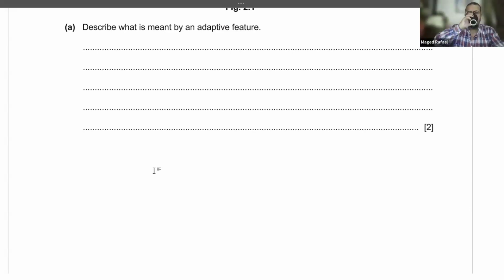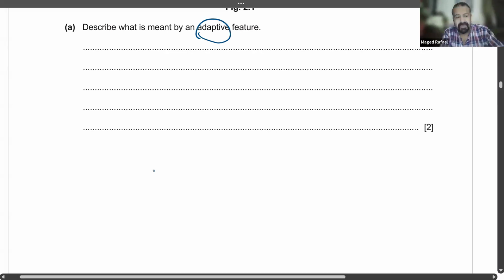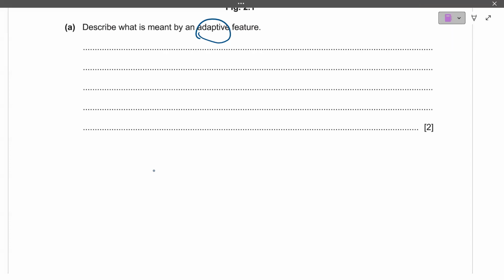Okay, so it's a feature which allows an organism to adapt to changes in the environment, or to be able to. But I don't want you to use "adapt" because it's found in the question. You can use "survive" instead. Okay, it's survive and reproduce in an environment, right? Perfect. But all of what you said is 1 mark.